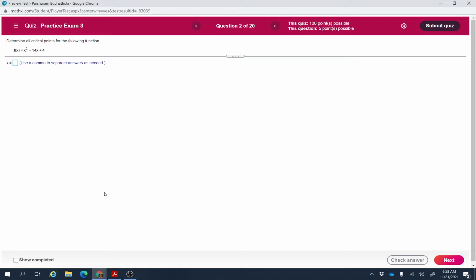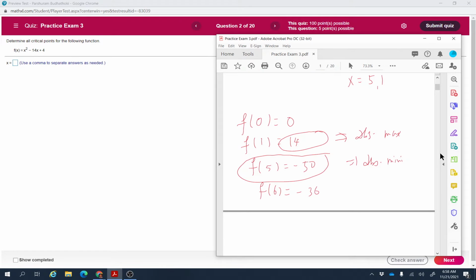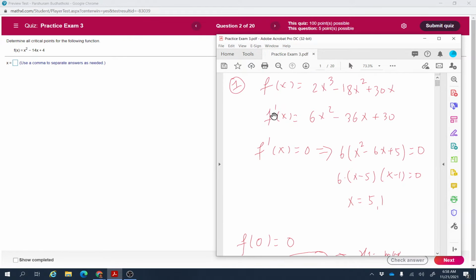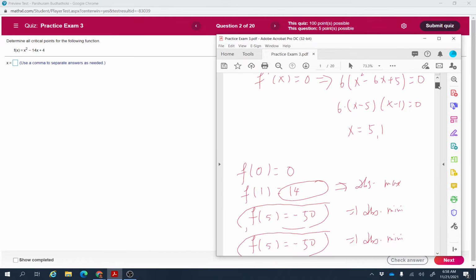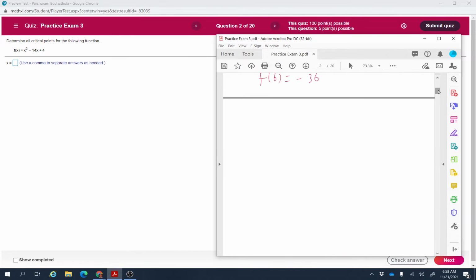Determine all the critical points. The way we did it here for finding the critical points, we found the derivative and equated it with 0. Exactly the same thing we need to do here. The derivative of the function we have been given is 2x minus 14 by using the power rule, and just equate this derivative with 0 and solve for x, and that will be x equals 7.